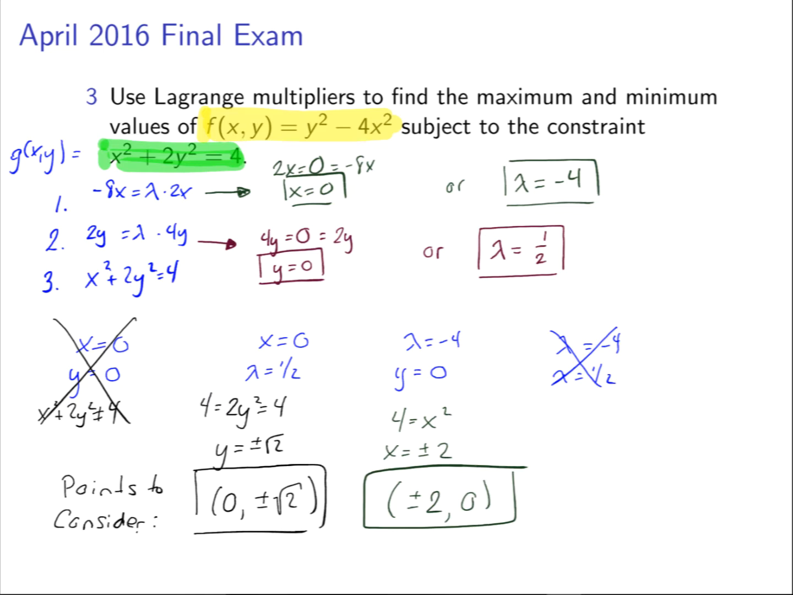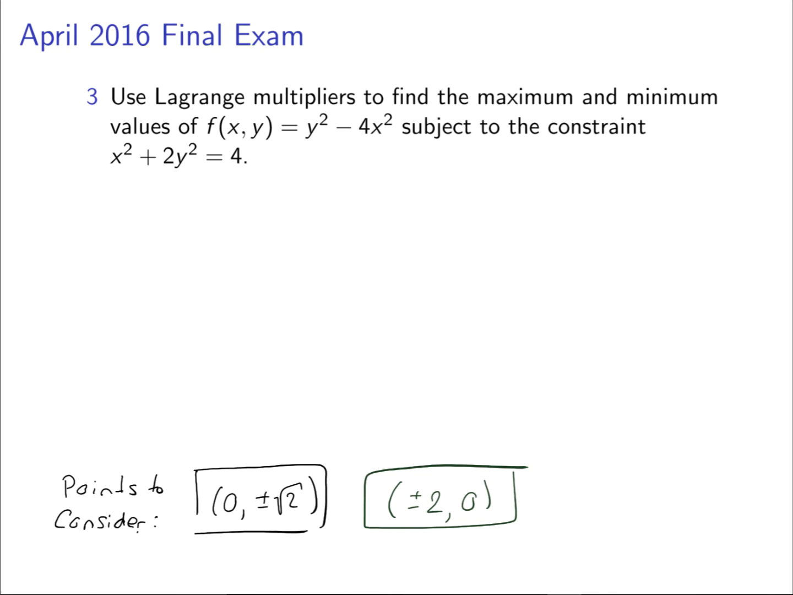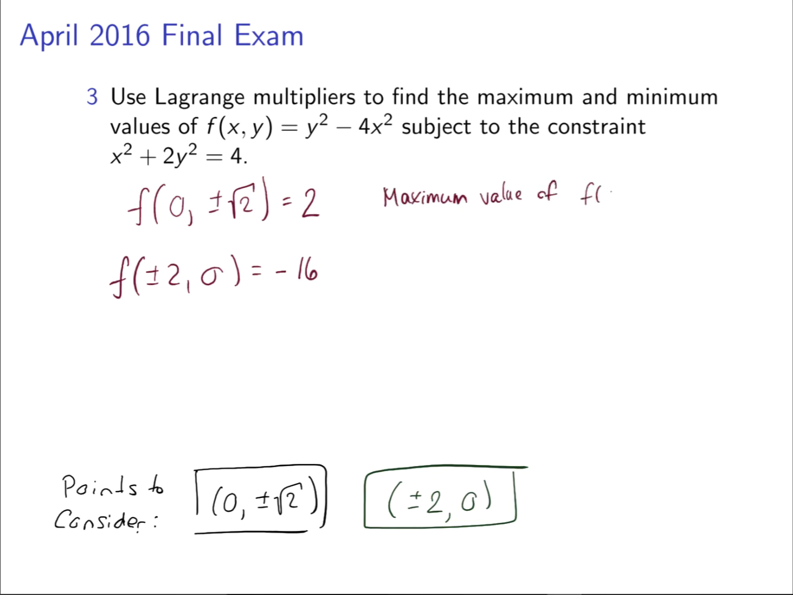I know that my absolute maximum and minimum of f of x subject to the constraint will occur at a point that makes those 3 equations true. That means the max and min will occur at one of these 4 points. So now we just plug these into our objective function and see what we get. The biggest of these values is 2, so that's the maximum. The smallest of these values is minus 16, so that's the minimum.